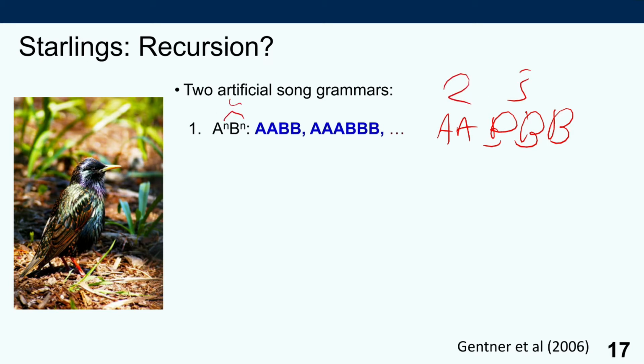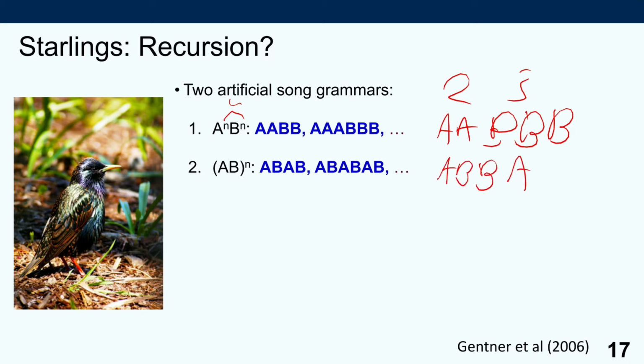The second type of grammar that they tried to teach the starlings is an AB to the N grammar. So this is one where the sequence AB has to repeat N times. So AB, AB is fine, AB, AB, AB is fine, and so on. However, something like ABBA would not be fine. That's not covered by this grammar. So what they've done then is to expose starlings to these two types of different grammars, and they've trained the birds to distinguish between them.